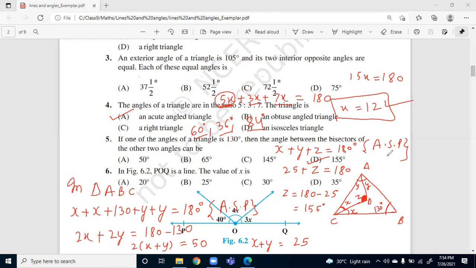Is it understood? Can we proceed to the next one? Yes, ma'am.